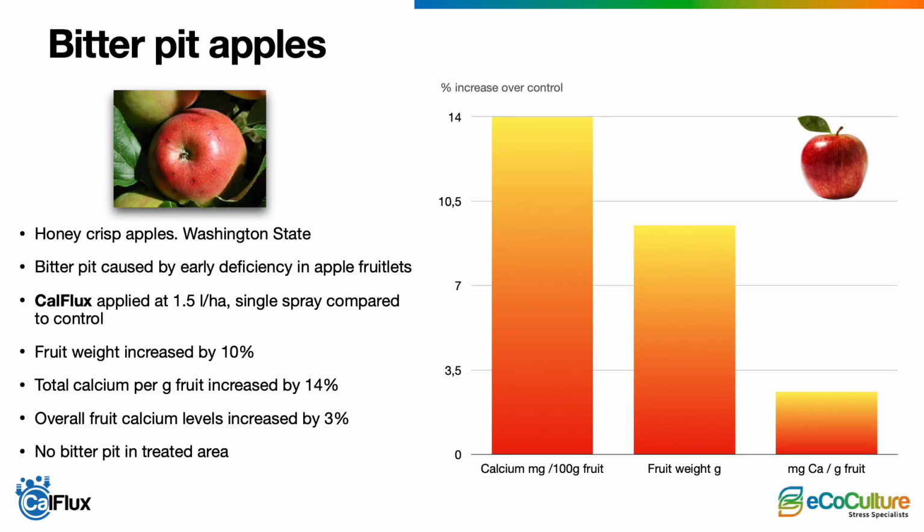Bitter pit in Honeycrisp apples, Washington State. Bitter pit is caused by early deficiency in apple fruitlets. Calflux was applied at 1.5 liters per hectare as a single spray, compared to control. Fruit weight increased by 10%. Total calcium per gram of fruit increased by 14%. Overall fruit calcium levels increased by 3%. There was no bitter pit in the treated area.